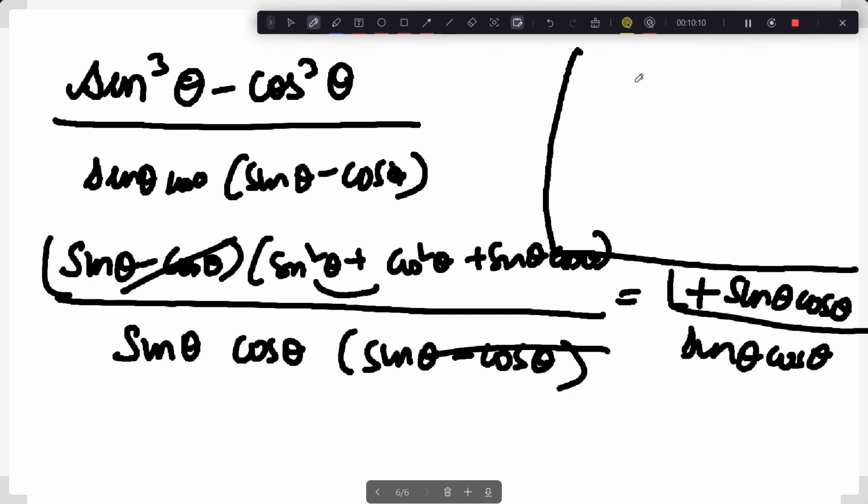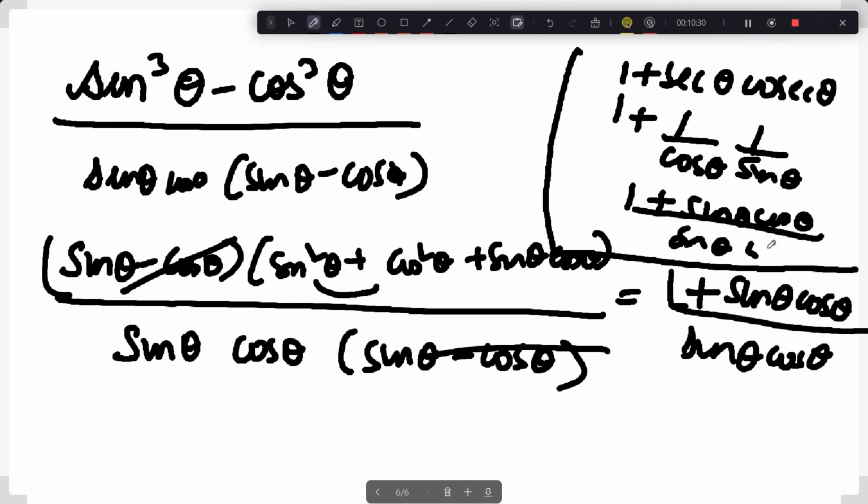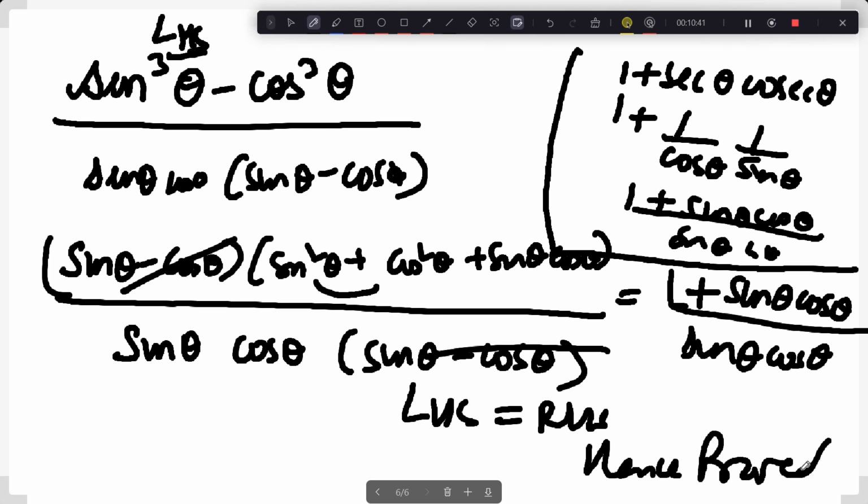Now let's look at RHS. RHS is 1 plus secant theta cosec theta. So if we express this as 1 by cos theta and 1 by sin theta, we'll get the same result, right? 1 by sin theta cos theta, sin theta cos theta. So you have to show this separately. You show LHS working separately, then show RHS working separately, and then say LHS equal to RHS, hence proved. Okay. Let's look at more questions.